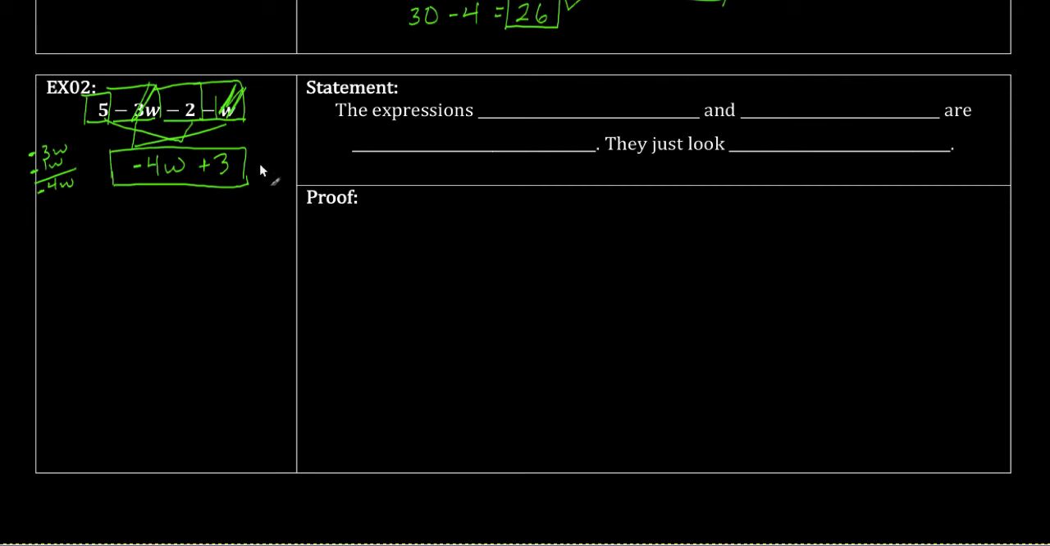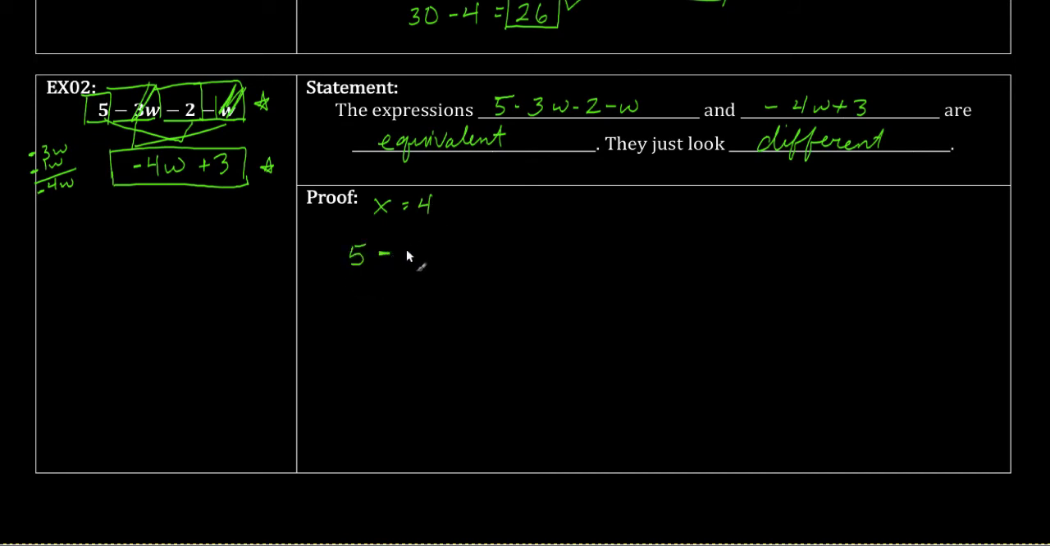Remember that this is the simplified version of this expression. This expression and this expression are equivalent. The expressions 5 minus 3w minus 2 minus w and negative 4w plus 3 are equivalent. Equivalent, yes. They just look different. Let's prove that. So let's make it 4. I don't want to go too large. So w equals 4.